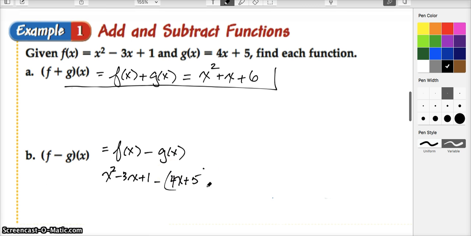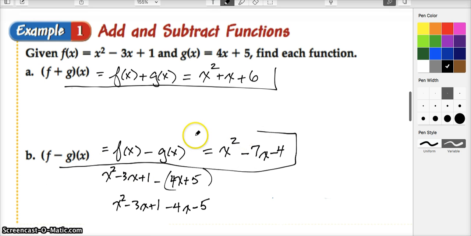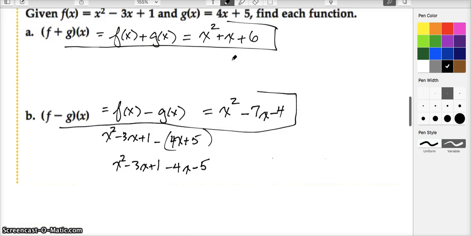What I would do in this scenario, though, is I will put parentheses. Those parentheses are really important. I will put parentheses around the whole thing that I'm subtracting, and that will remind you that you have to do a little bit of a distributive property here. So this is really x squared minus 3x plus 1 minus 4x minus 5. And so we're going to join like terms together, and we'll get x squared minus 7x minus 4, because I bring these guys together and I get a 4.